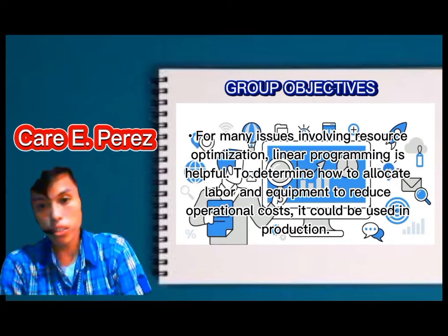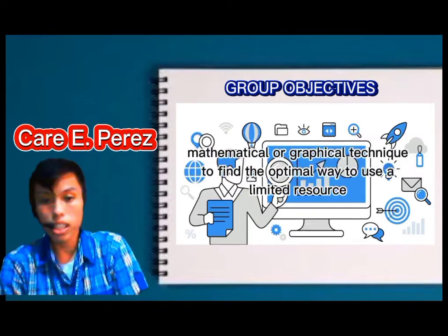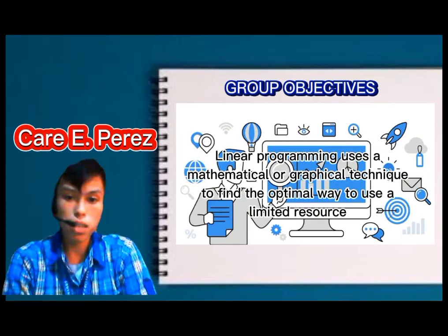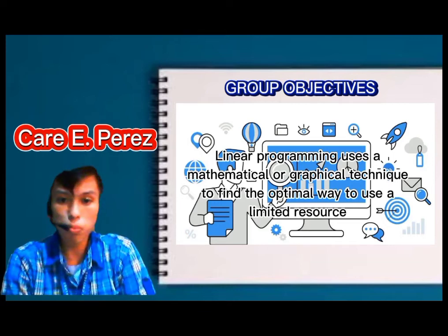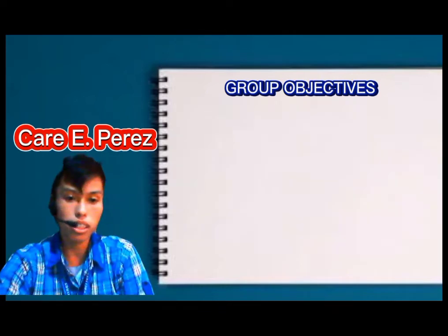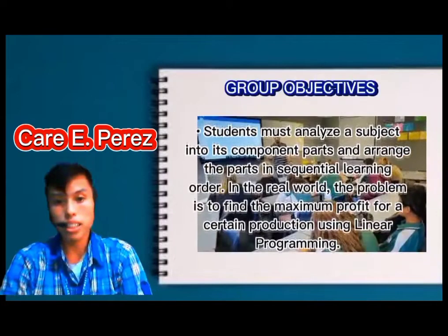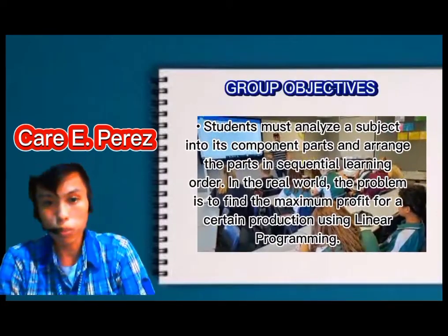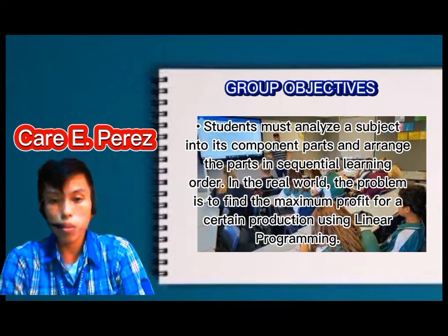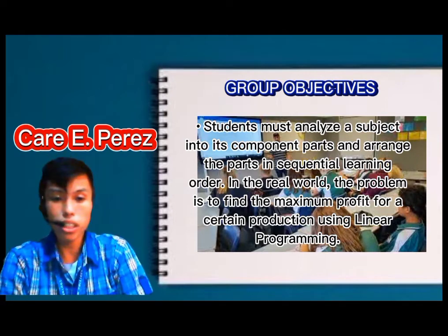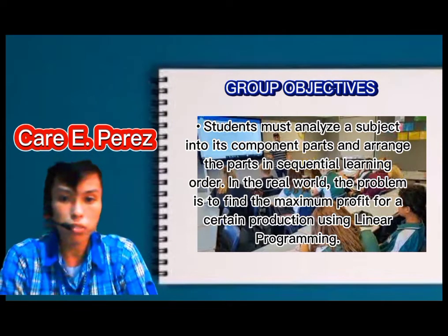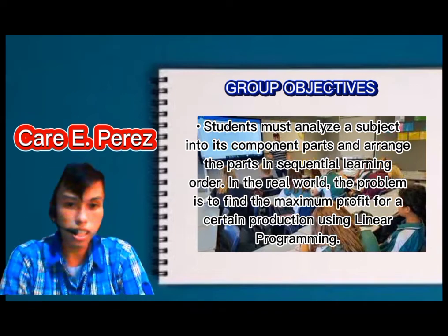To determine how to allocate labor and equipment to reduce operational costs, it could be used in production. Linear programming uses a mathematical or graphical technique to find the optimal way to use a limited resource. And last one, students must analyze a subject into its component parts and arrange the parts in sequential learning order. In the real world, the problem is to find the maximum profit for certain productions using linear programming.